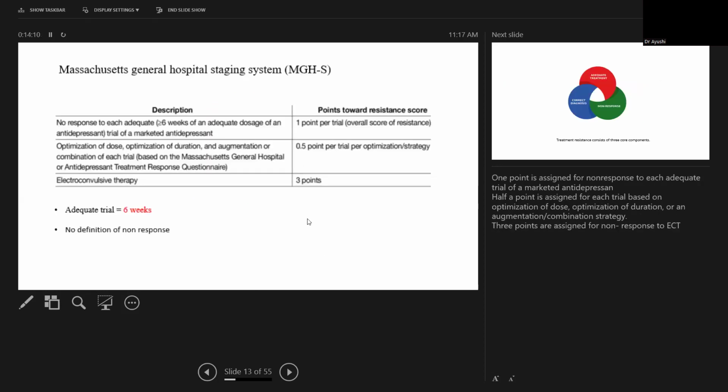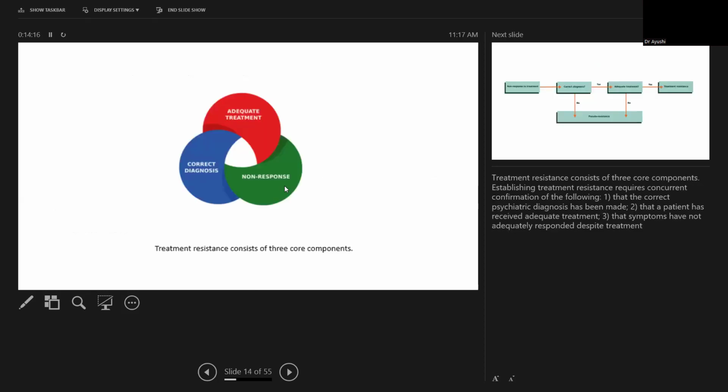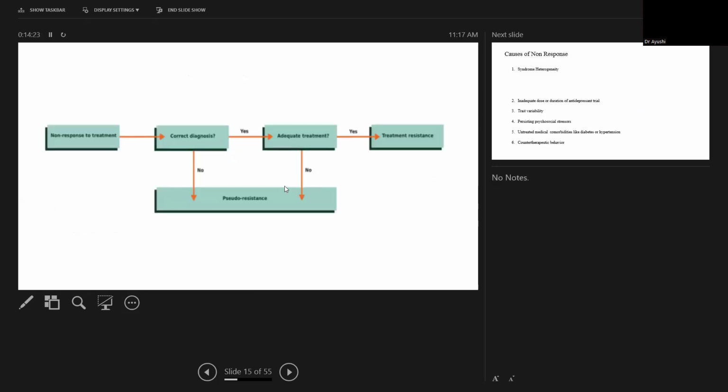Again, on this basis, they have classified treatment-resistant depression, and an adequate trial is of 6 weeks. Now, treatment resistance consists of three core components: a correct diagnosis, adequate treatment, and non-response. So if there is a non-response to treatment, first we have to check if the diagnosis is correct or not.